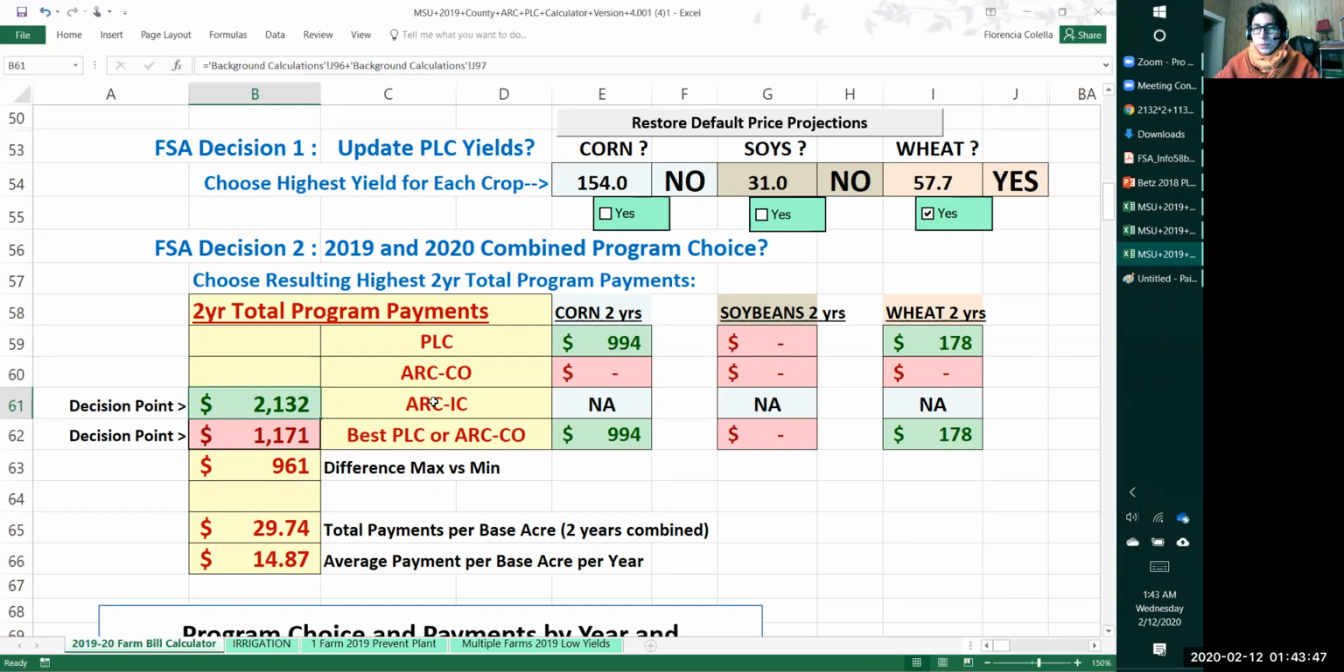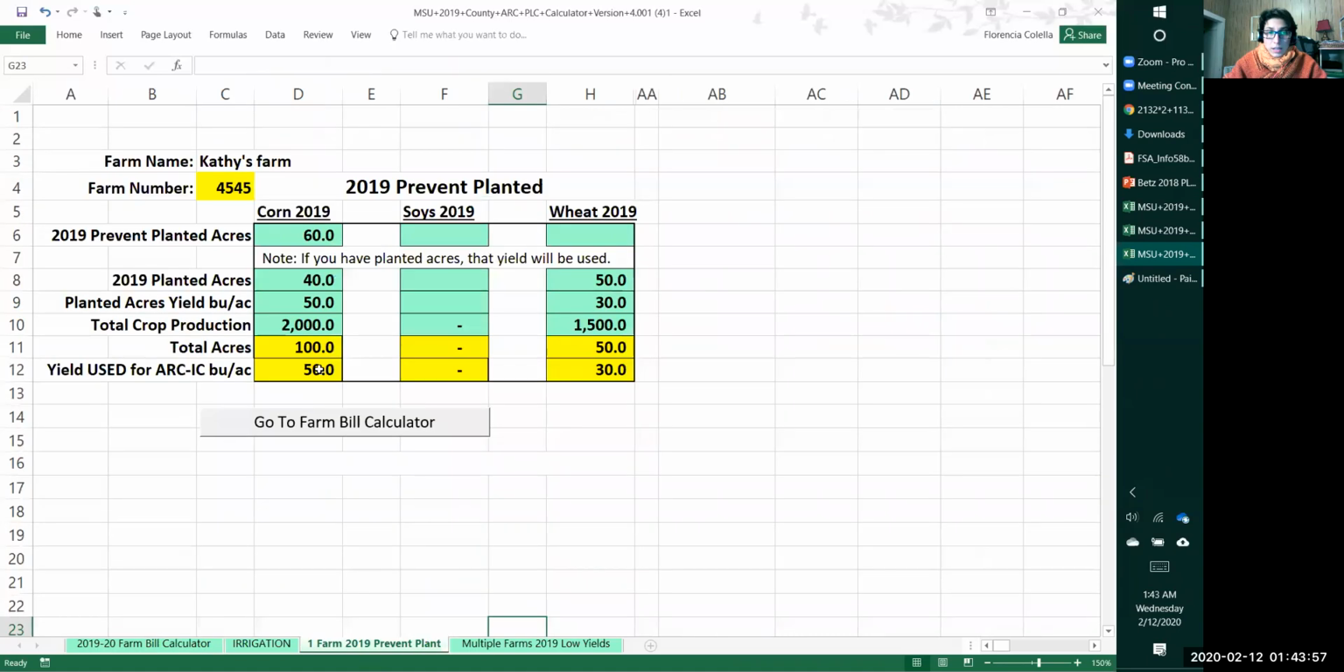I'll show you an example. So we have this one farm where ARC IC triggers and it pays $2,132. And we did that through, like I said before, 60 acres of prevented plant corn with some really low yields for some of the actually planted acres.